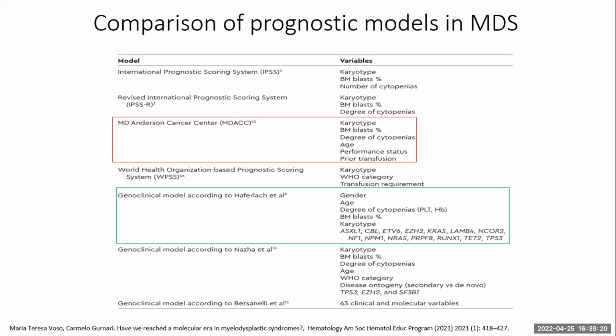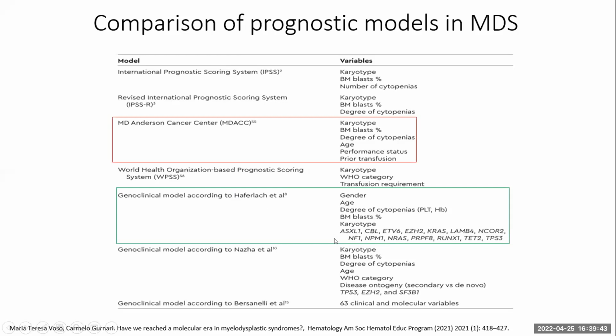And then there's one other one called the genoclinical model. On top of the degree of cytopenias, the blasts, and the karyotype, it also adds the age of the patient. It also adds the gender, and it includes a number of mutations.